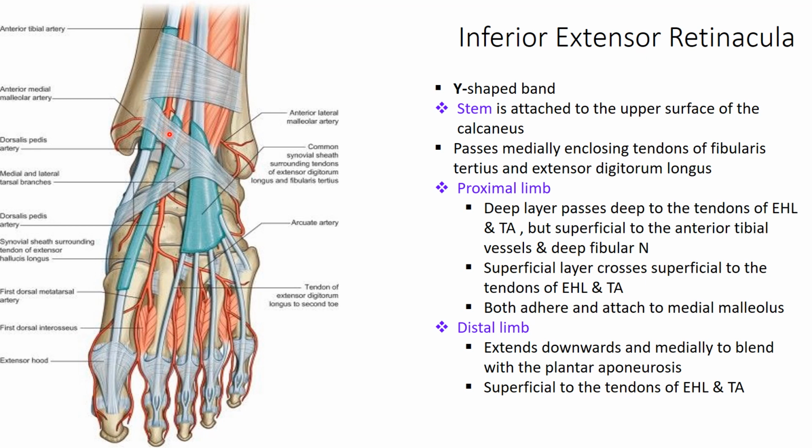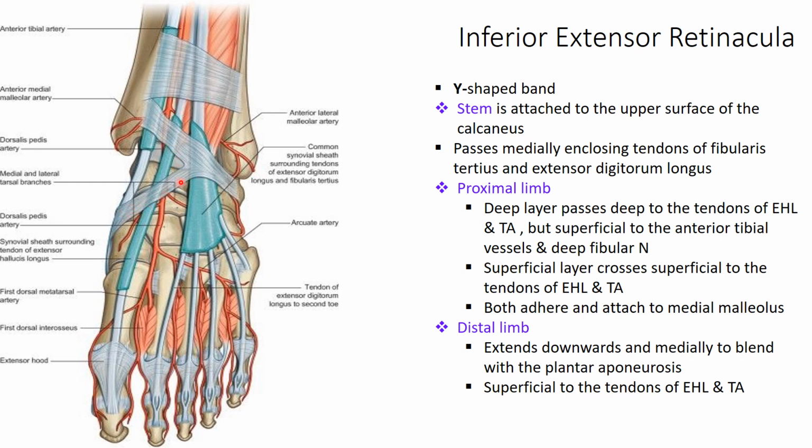Proximal limb: it is attached as two layers, a deep layer and a superficial layer. The deep layer passes deep to the tendons of extensor hallucis longus and tibialis anterior, but superficial to the anterior tibial vessels and deep fibular nerve. And the superficial layer crosses superficial to the tendons of extensor hallucis longus and tibialis anterior, and they both finally adhere and are attached to the medial malleolus and the related anterior border of the tibia.